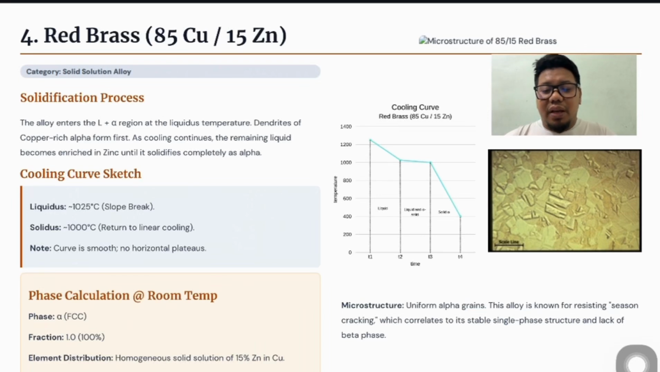long time. As for conclusion, the jewelry bronze is all about beauty. It uses the soft alpha structure to look like gold, and the red brass is all about durability. It uses a strong alpha structure to stop cracks and rust.